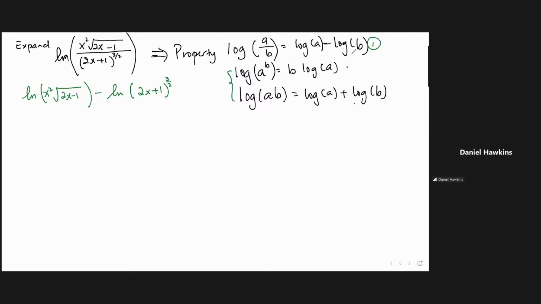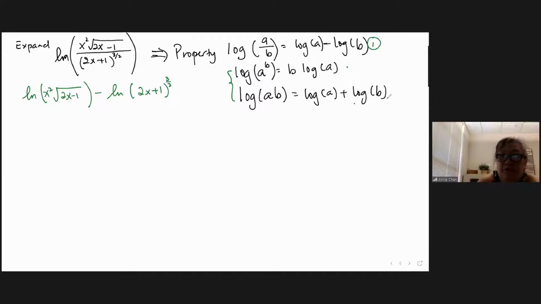Oh, yeah, so we would want to separate the x squared from the 2x minus 1. Yeah, you want to do this one first, right? You want to do this one second. Okay, Kara, you will see why. All right, so this is A times B. So I'm going to have log of x squared plus natural log of square root of 2x minus 1 minus natural log of 2x plus 1 to the power of 3 over 2.